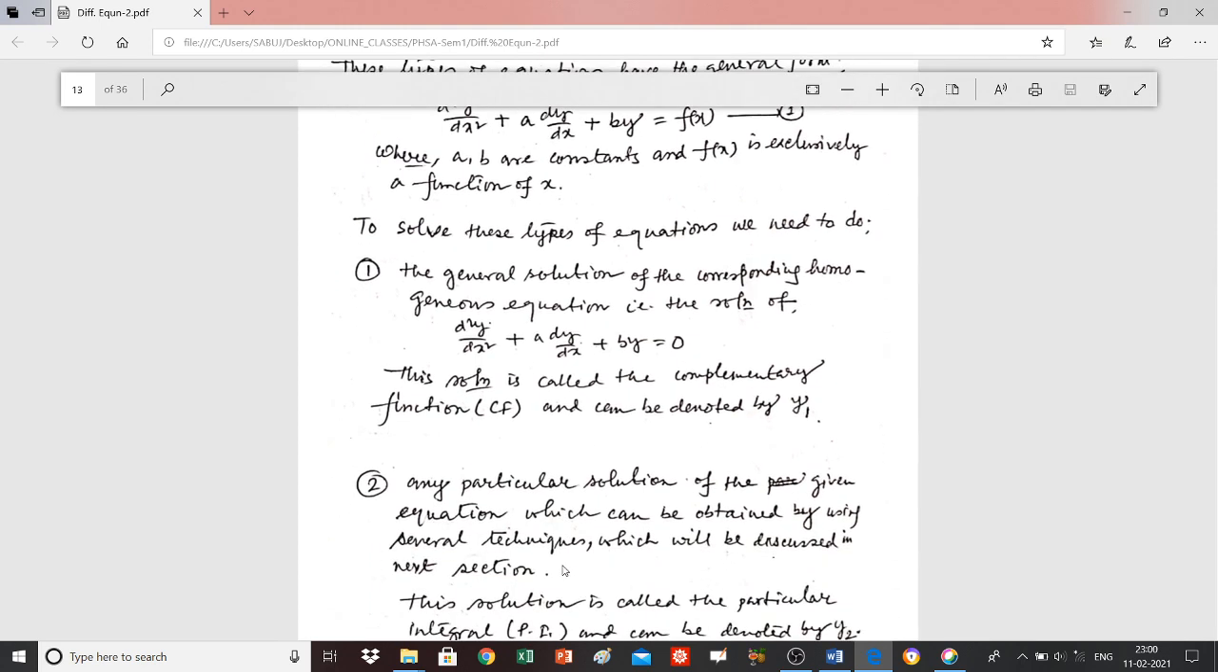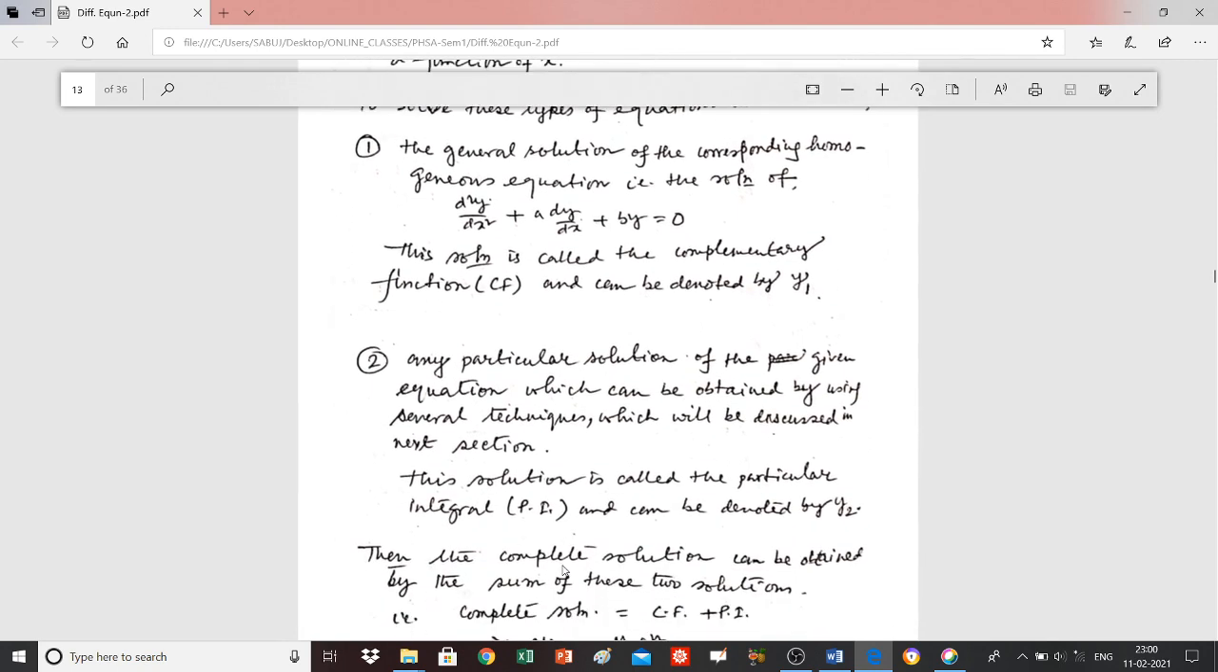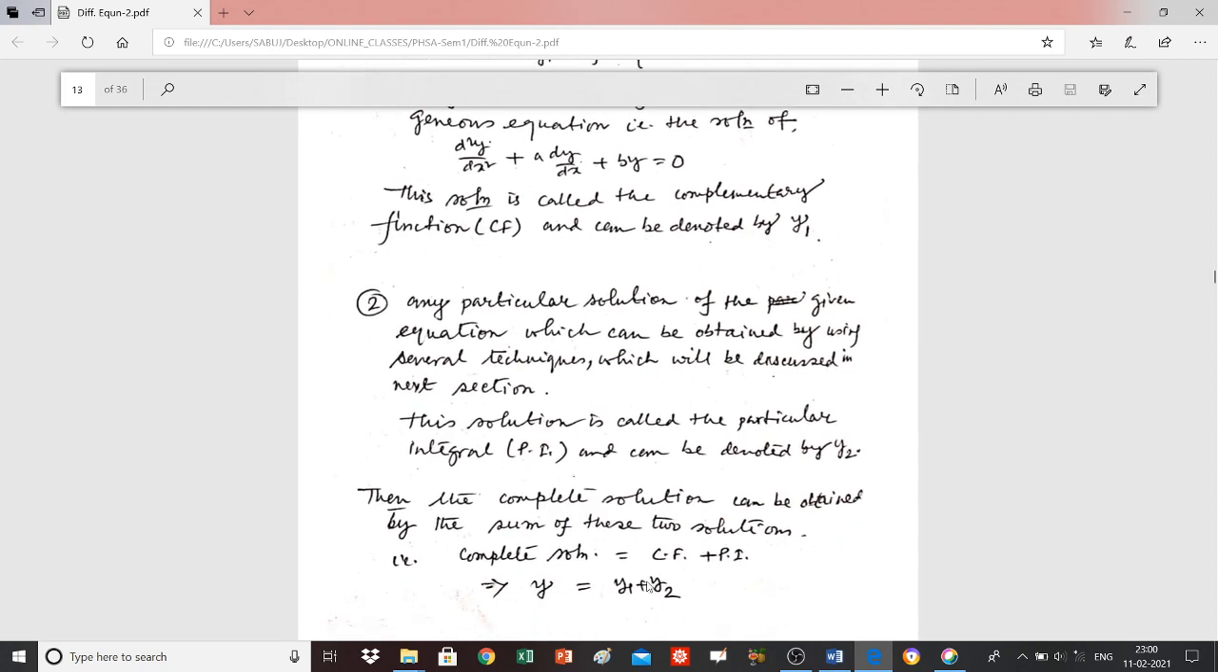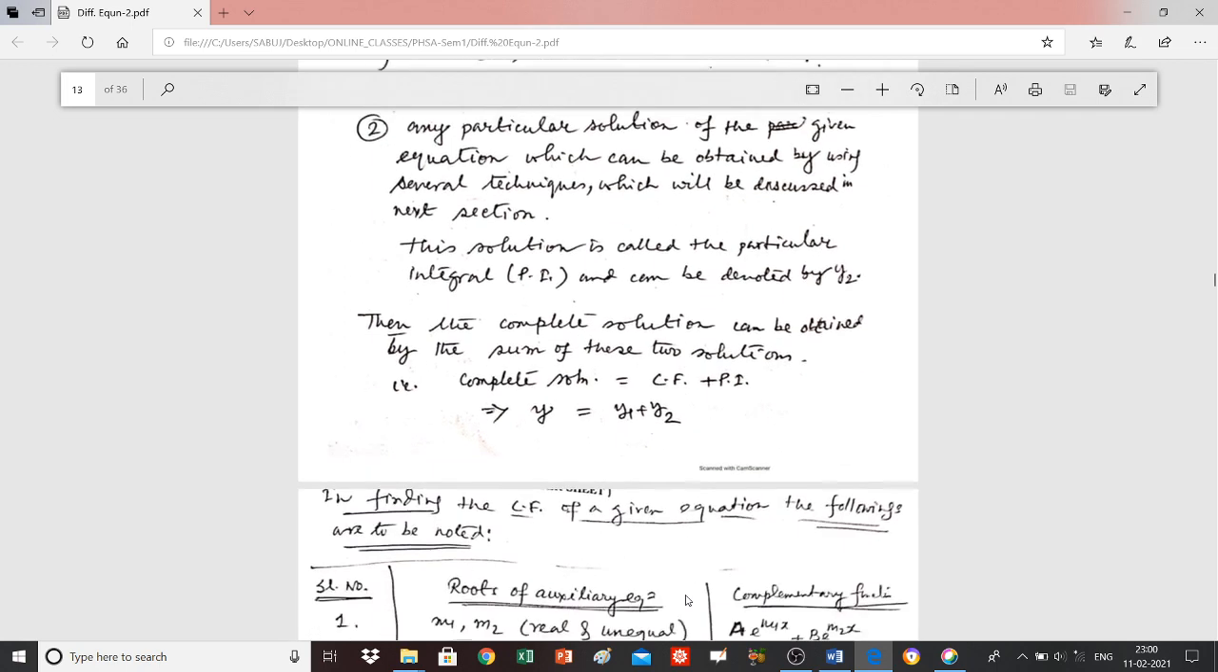After that, once you have obtained the complementary function and the particular integral, the general solution or complete solution would be the sum of the complementary function and the particular integral. If the complementary function is y1 and the particular integral is y2, then y is equal to y1 plus y2. This is the complete solution of the given second order non-homogeneous differential equation.